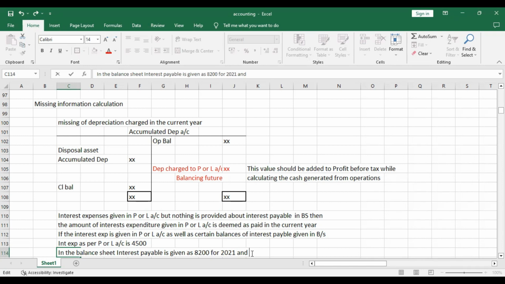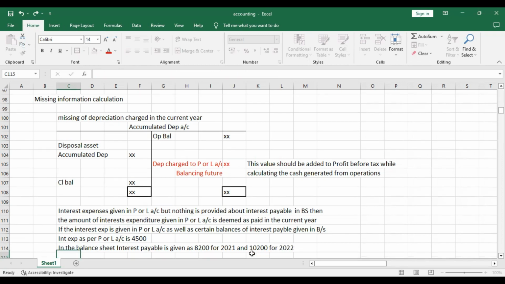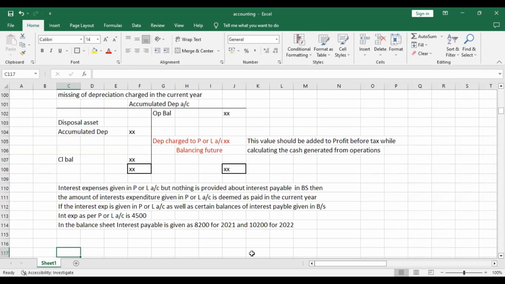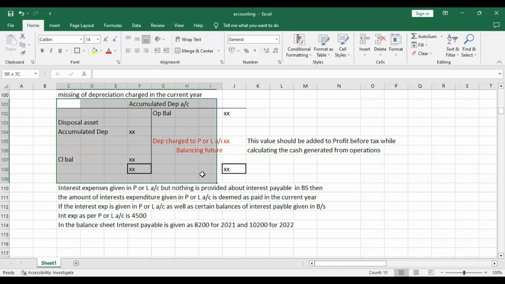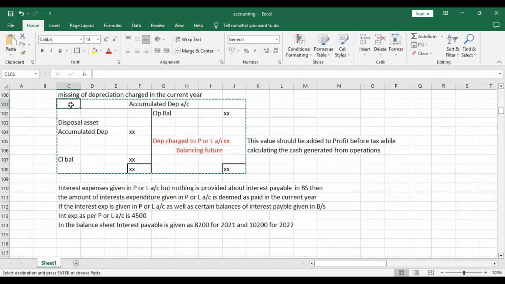and 10,200 as per 2022. If it is given like that, then how are we going to prepare the T account? So let me copy the format. So what is the format?